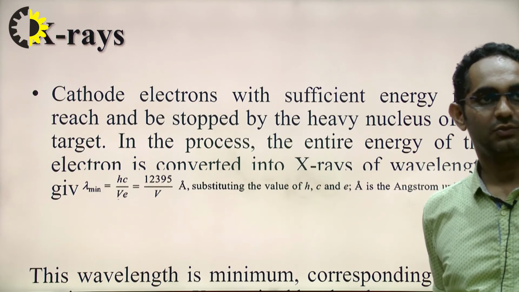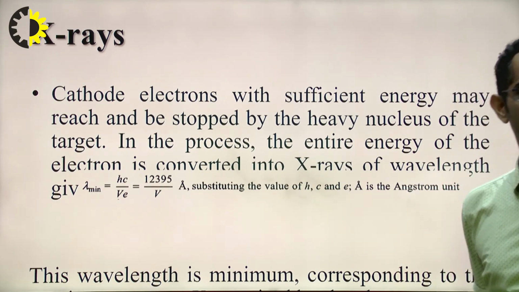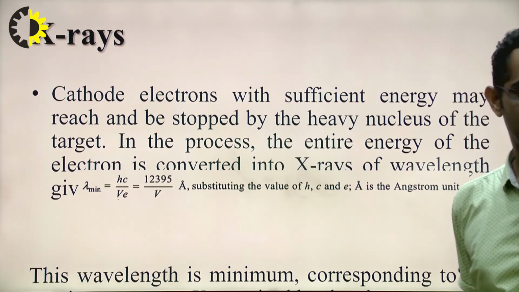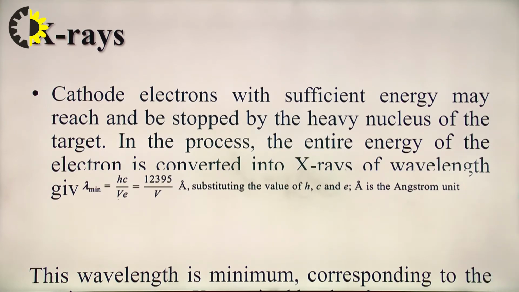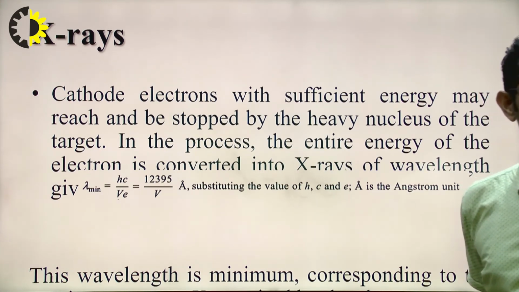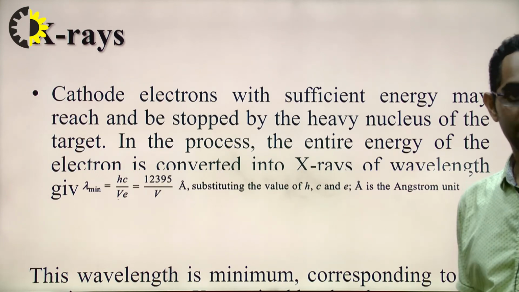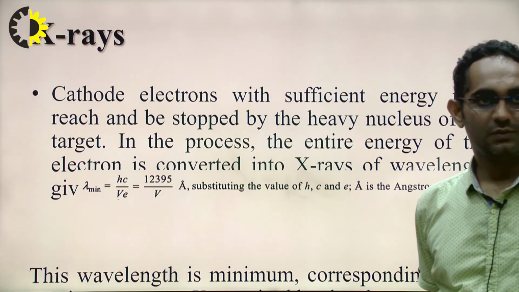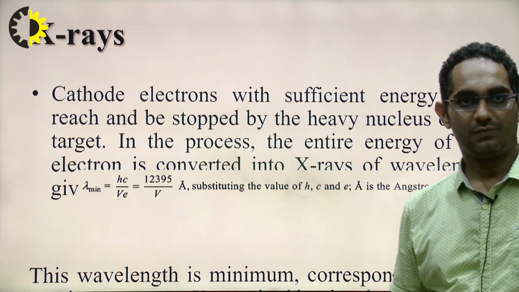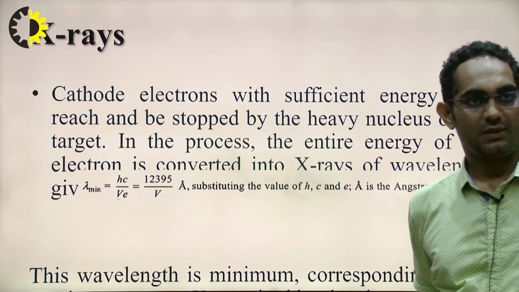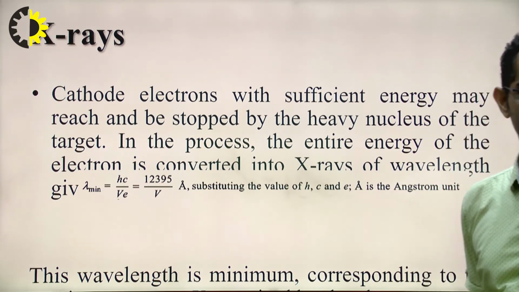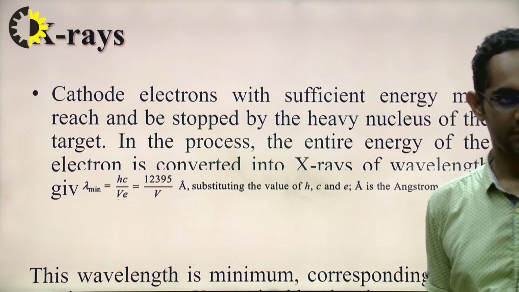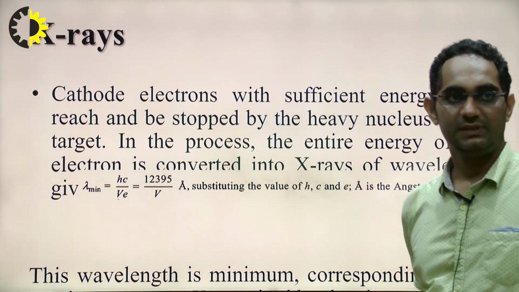Then next is the cathode electrons with sufficient energy may reach and be stopped by the heavy nucleus of the target. In the process, the entire energy of the electron is converted into X-rays of the wavelength as given by lambda minimum, that is hc over Ve, where hc is Planck's constant 12395, and V is the voltage.